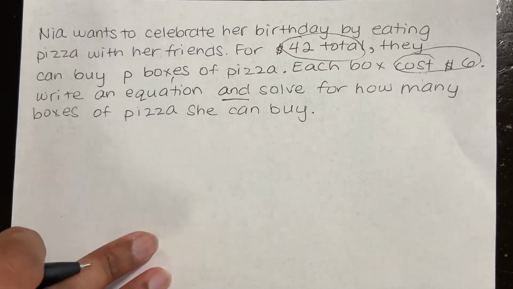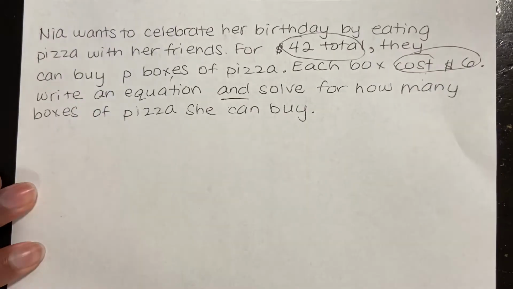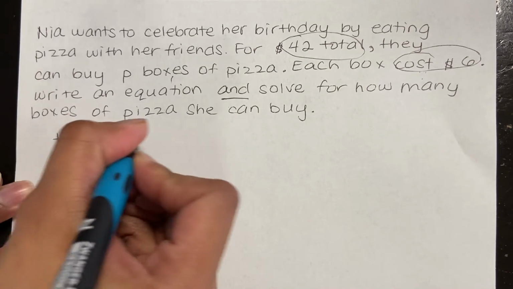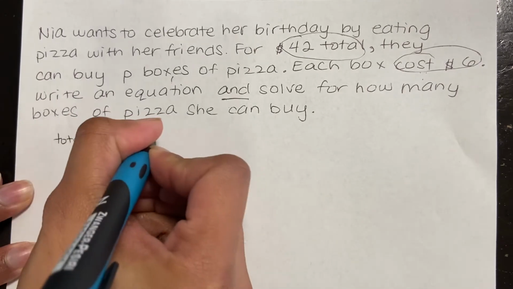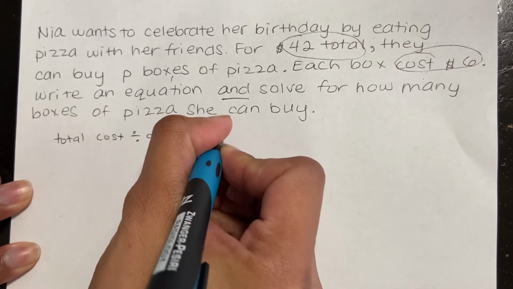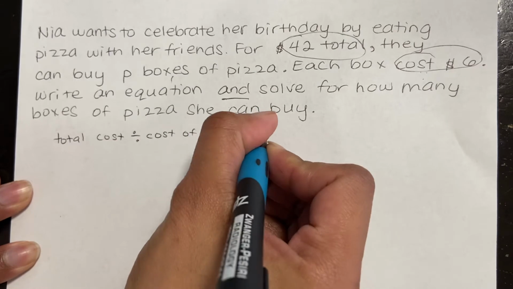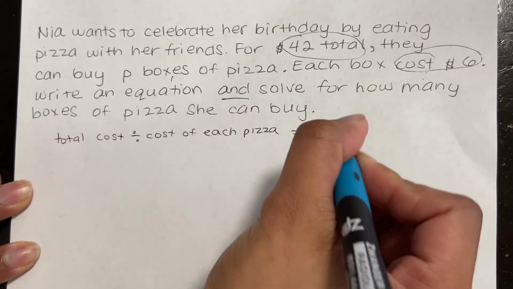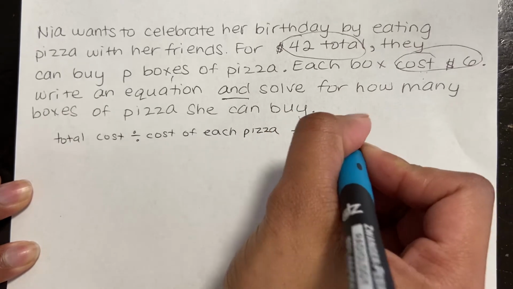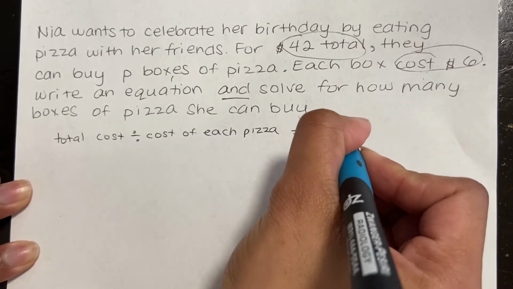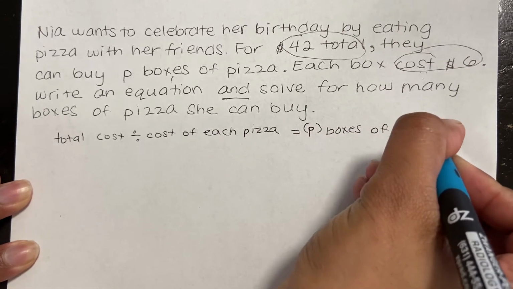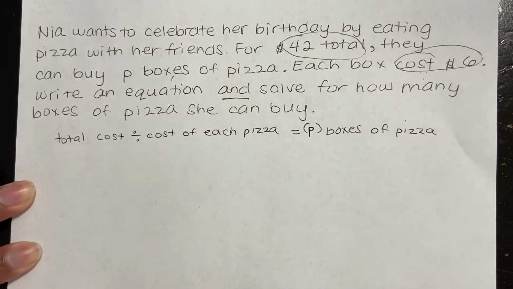Okay, so let's see. The total cost divided by the cost of each pizza, that will tell me P, which is the boxes of pizza. Okay, so that's one way of thinking about this.